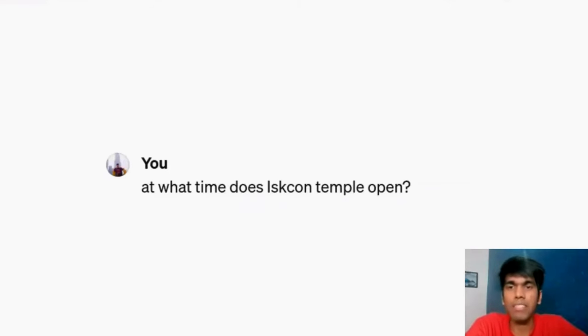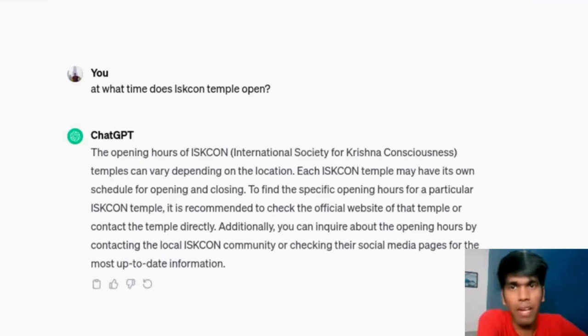So what I do is, I just ask a prompt: at what time does ISKCON temple open? I know the response, I know the timing, when it opens in the morning and when it opens in the evening, but I want to see what ChatGPT returns. When I ask this prompt, ChatGPT gives a weird looking answer, which is true: the opening hours of ISKCON temples can vary depending on the location. And obviously, since ISKCON is not just part of Bangalore, there are different places or different states in India where we have ISKCON temples. But the actual response is, I need the timing. I can't find the time in this particular response.